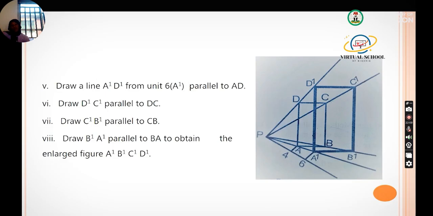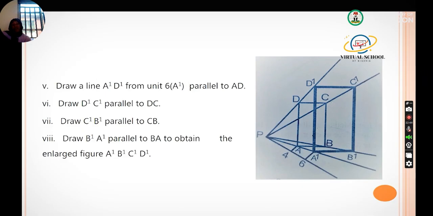Draw C1, B1 parallel to CB. We've done that. C1 is parallel to this, and B. Remember, don't lose sight of our original drawing. This is our original drawing. Now, this is the point A. Its radius goes to point B, point C, point D. So read your drawing very, very well. Examine it. This is our original drawing given to us. So if you can get this, you'll be able to get the B1 or the enlargement that we are doing.